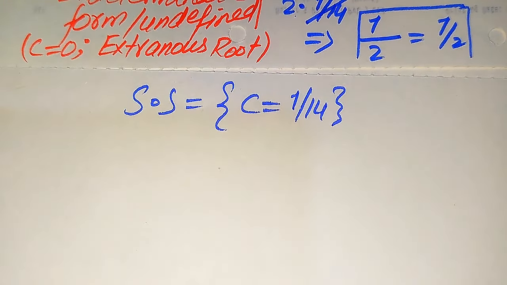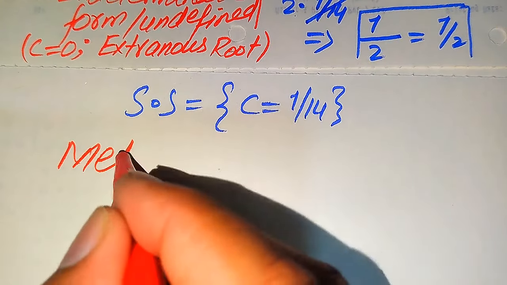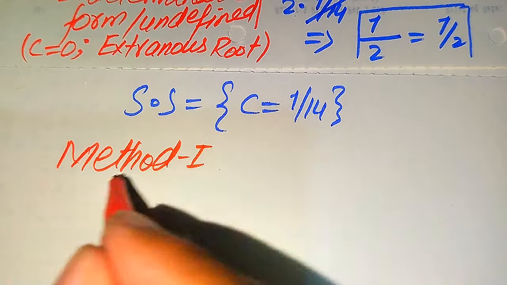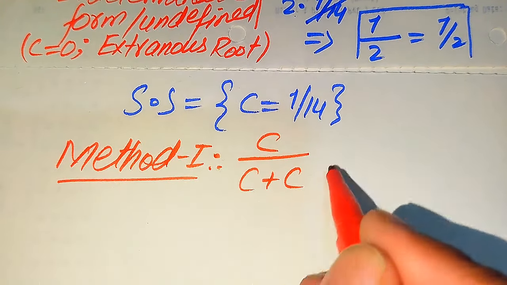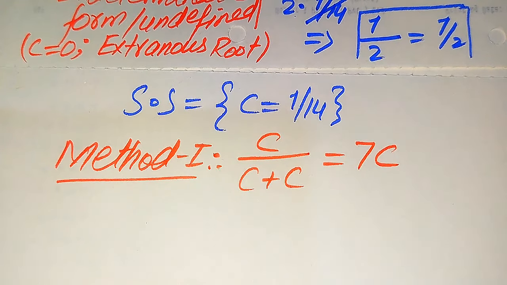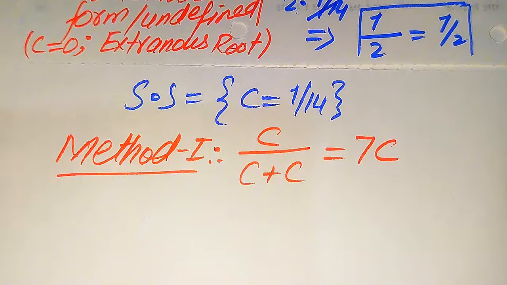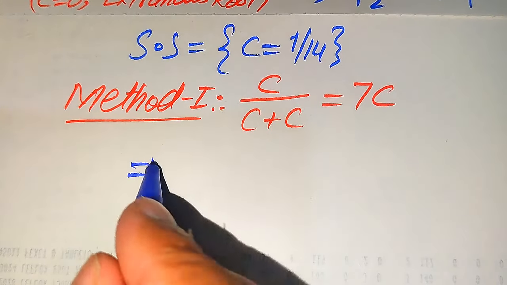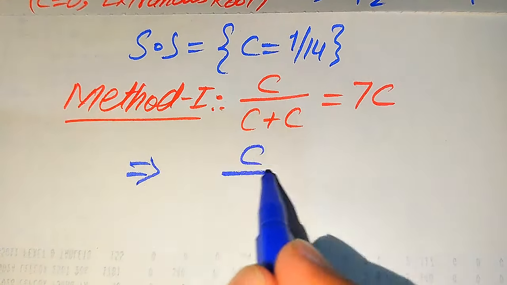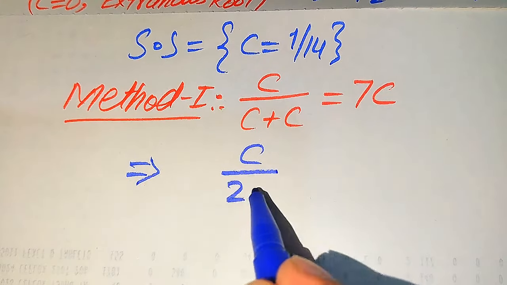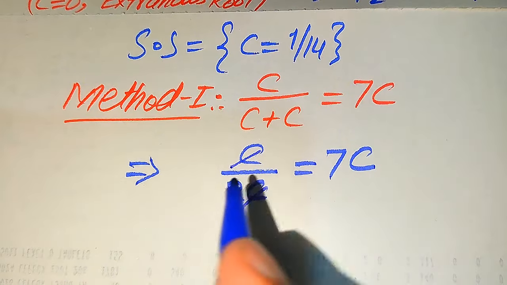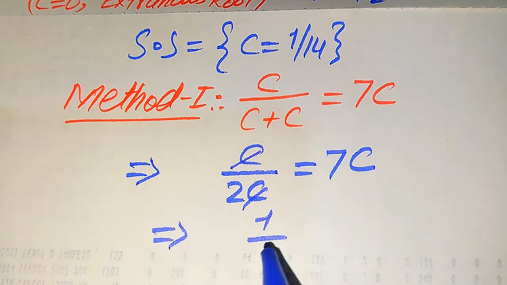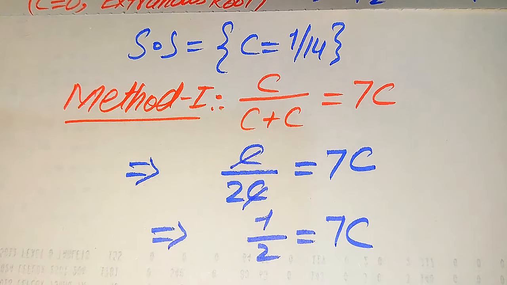And now we move towards our second method. In the second method, first we need to copy down the given equation, and the given equation is c divided by c plus c is equal to 7 times c. So here in this method I can just give you a quick way to find the root of this equation. For this we first sum up the denominator terms, and c plus c becomes 2c, which is equal to 7c, and here you see that this c is cancelled out by this c, and we will get 1 over 2 is equal to 7c.